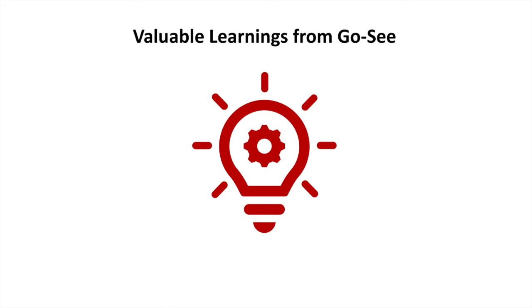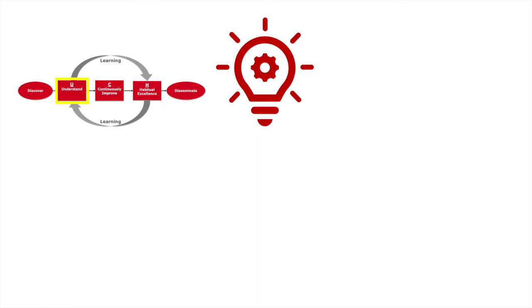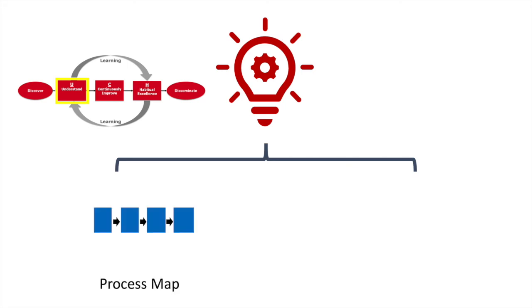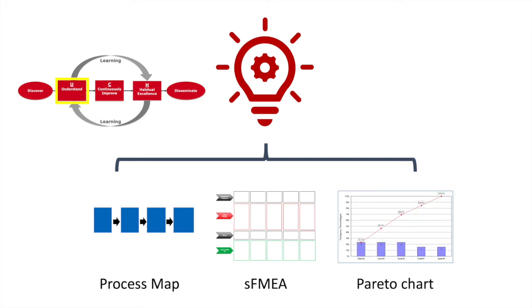Go See activity is essential for using other tools used in the understanding phase of the UC Health process improvement way. With this information, you can build or refine your high-level process map, you can populate your simplified failure mode effects analysis, and build meaningful Pareto charts for failures.